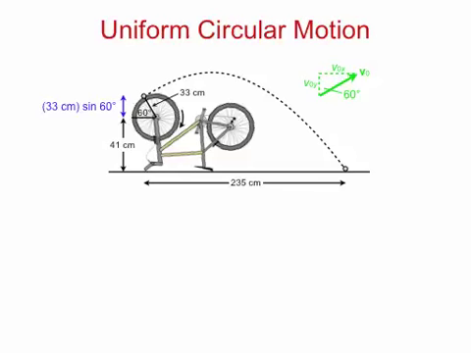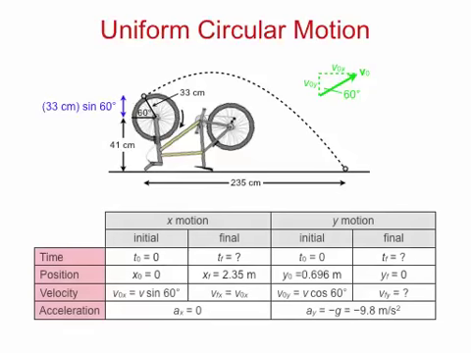Now we're ready to tabulate the kinematic variables. We choose the zero of time to be at the initial event and the origin of coordinates to be at ground level just below the initial position of the pebble. With these choices, t0, x0, and y final are all 0. X final equals 2.35 meters, which was given in the problem, and y0 equals 0.696 meters, as we just previously computed. We don't know the initial speed v.